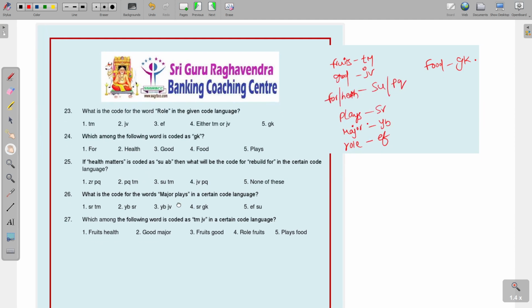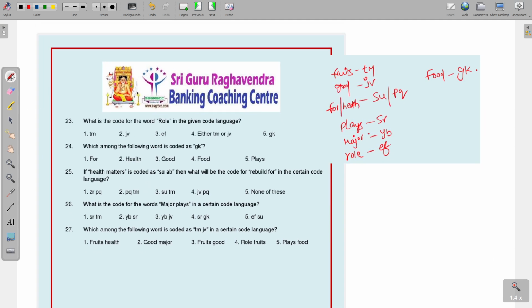See the first one, question number 23. What is the code for role? So the code for role is EF. Which among the following words is coded as GK? So GK is food. Health and matters is coded as SU and AB.